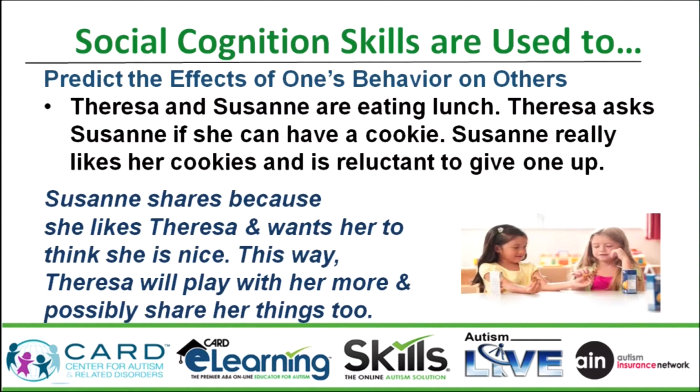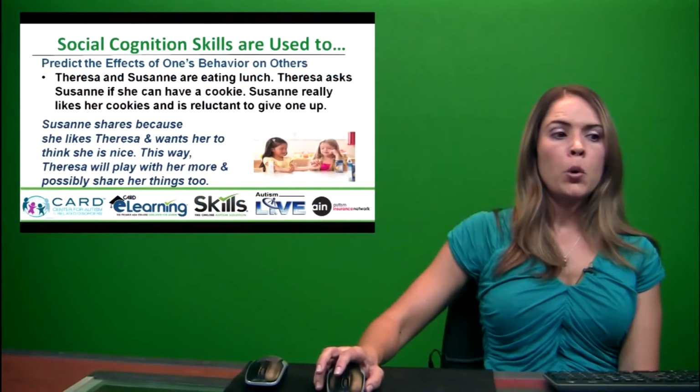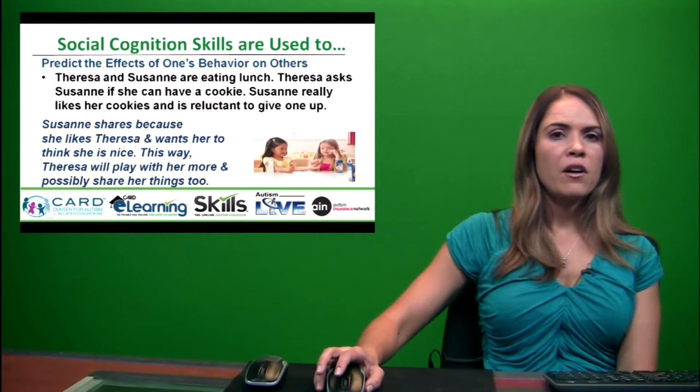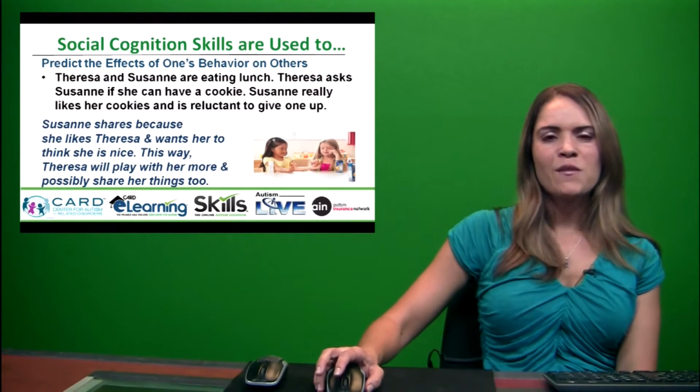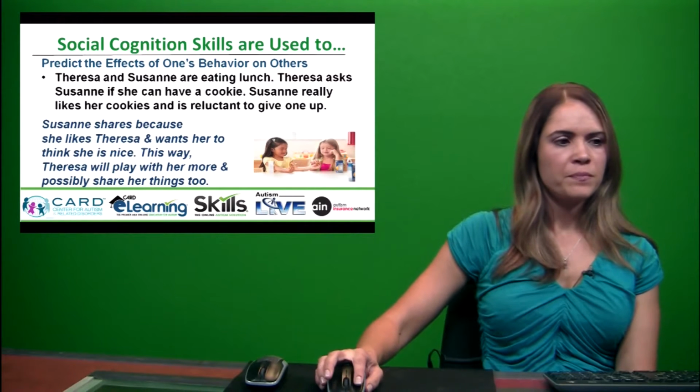She actually is thinking about this. I want Teresa to like me and think I'm nice. This way, Teresa might play with me more, and maybe she would share with me too. Okay, I don't really want to give up my cookie, but I'm going to because I know what effect it could have on the future behavior of my friend if I give her the cookie versus if I don't give her the cookie. Very, very important skills, right?